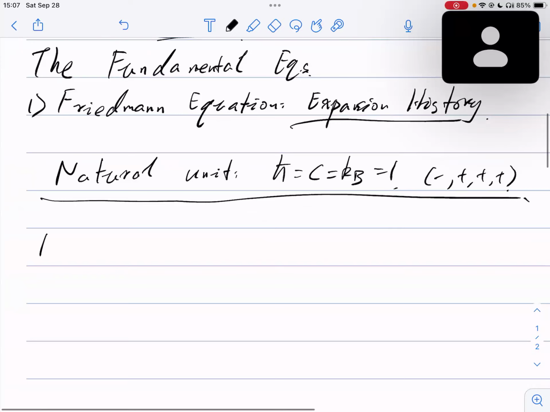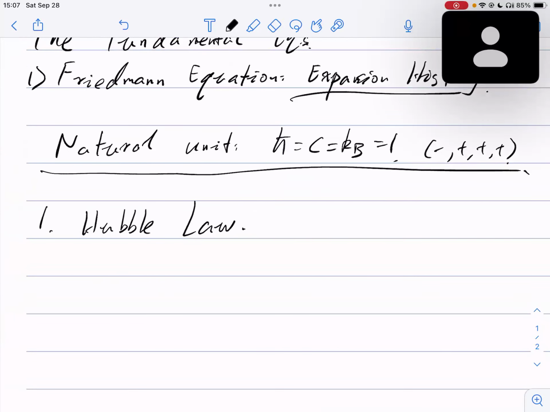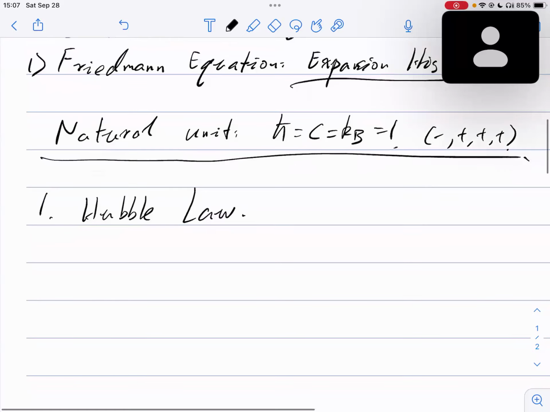Let's begin. First, we will talk about the Hubble law. Actually, it's an observational law describing the expansion of the universe. So first, we will show two facts obtained from observation. The first one is the universe is homogeneous and isotropic on a large scale.